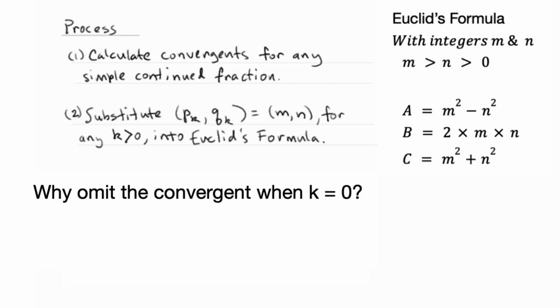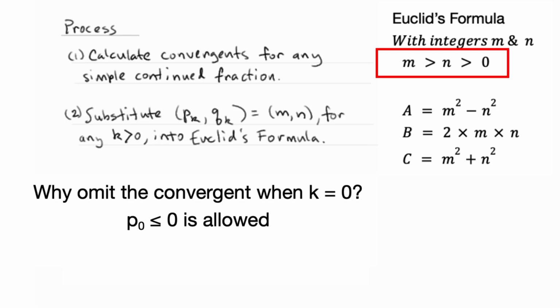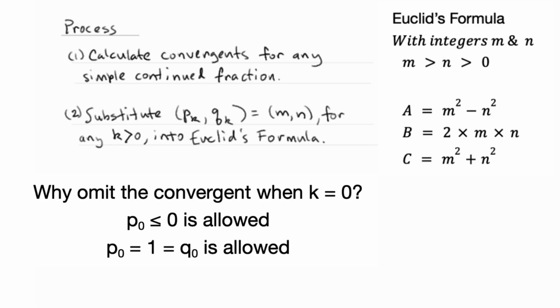Here's a reason to not use the convergent when k equals 0. The value of p can be less than or equal to 0, so this condition, this one here, might not even be satisfied, so in this case the p-q pair cannot even be used as m and n. Also, when k equals 0, p can equal 1. And q always equals 1 when k equals 0, so once again this condition isn't satisfied, and the p-q pair can't be used as m and n. To put this another way though, you can use the first p-q pair when k equals 0, whenever p is greater than or equal to 2. I really don't want to belabor this point about the first convergent though. It's best to just not use it.